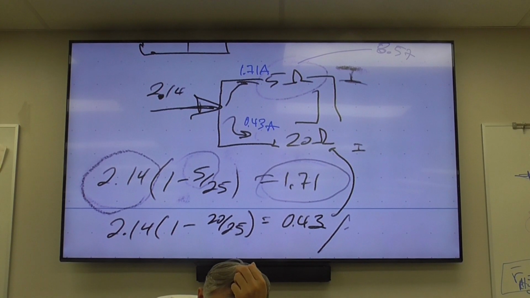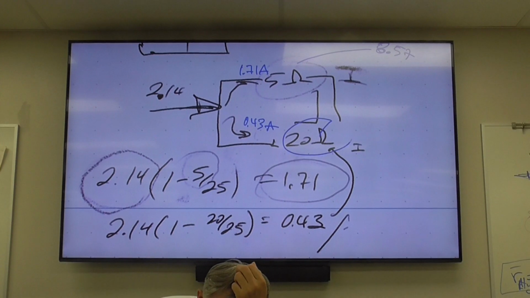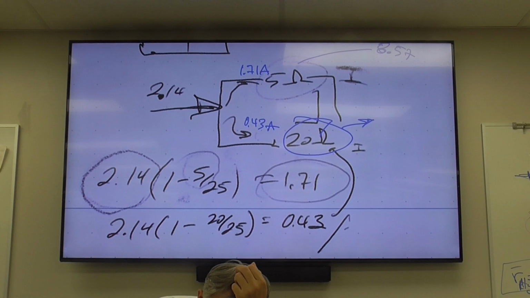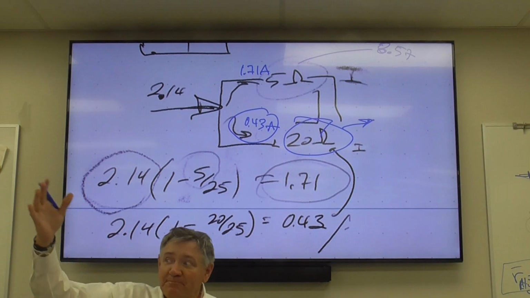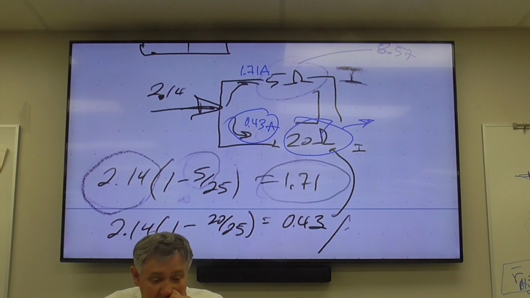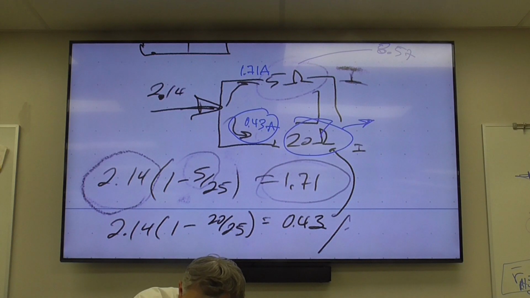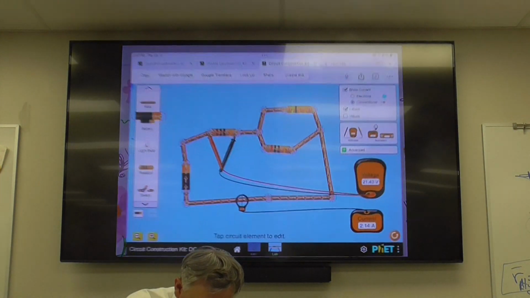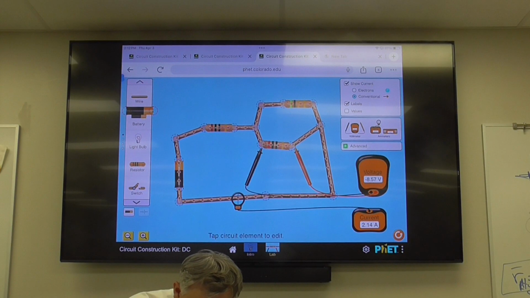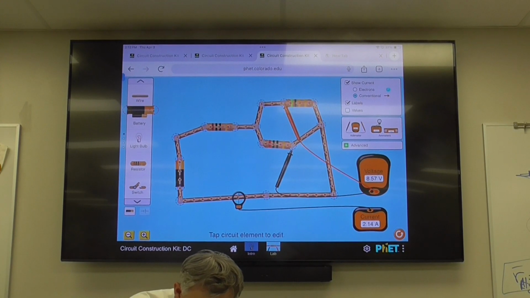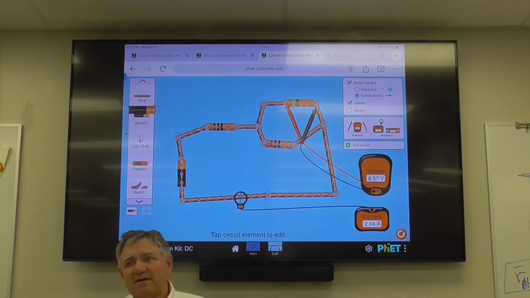So then, what do you got going through the 20 ohm? The same thing. Because here you've got a smaller amperage, 0.43 amps, but you have a bigger resistance, and oddly enough, if you do that, you still get 8.57. So now, if we go back to our regularly scheduled program, let's round it, I get 8.57 there, and I get 8.57 there.